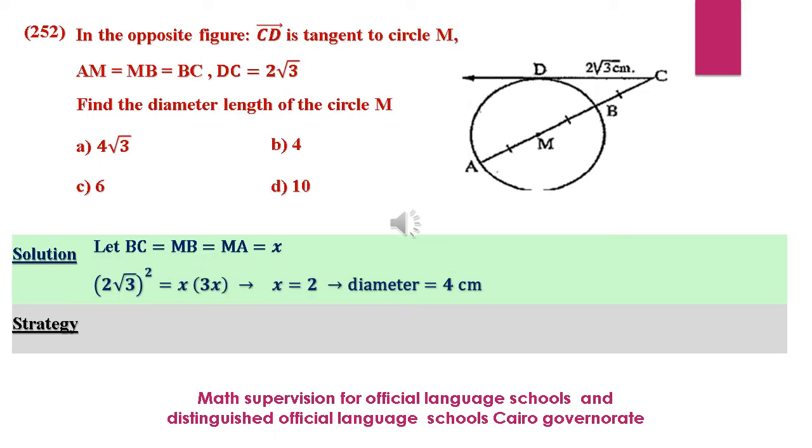Here CD is a tangent to circle M, and CA is a secant to the circle at B and A. So CD squared equals CB times CA. Since CB equals BM equals AM, all of them equal the radius, we can say the radius equals x, and CD squared, which is 2 root 3 all squared, equals x times 3x. 3x squared equals 12. So x squared equals 4, so x equals 2 centimeters. As a result, the diameter equals 4 centimeters.